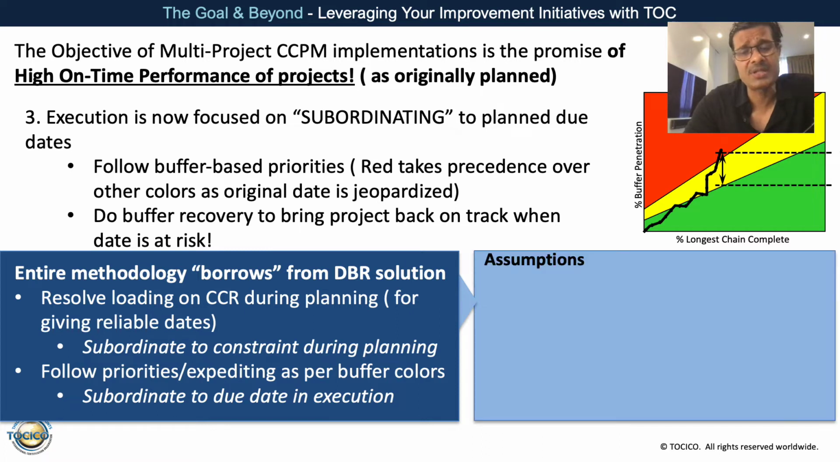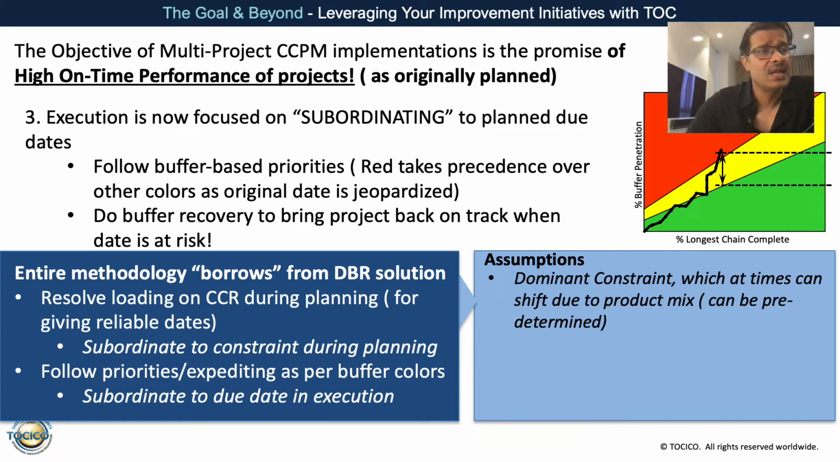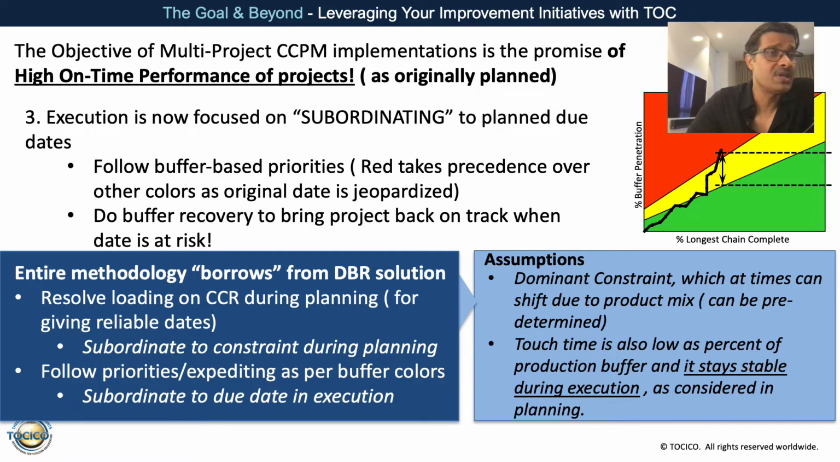Now, what are the assumptions in the DBR environment? One is that all the potential bottlenecks are dominant. Even if the product mix changes, we know where the new constraint is going to be, and more important, it stays stable at that place, right? And the other important assumption is that not only is the touch time an insignificant portion of the lead time, but the touch time also stays stable. It's not that you plan for X work and it becomes 2X during execution. It is unheard of in any DBR environment.